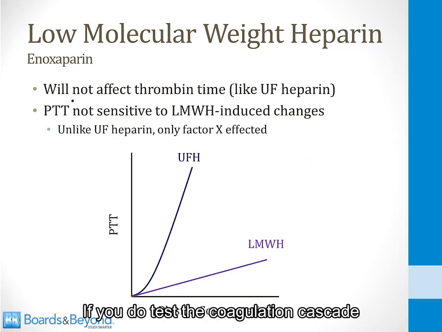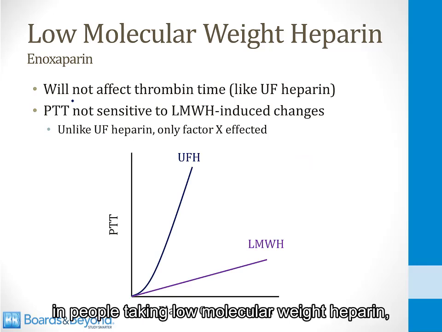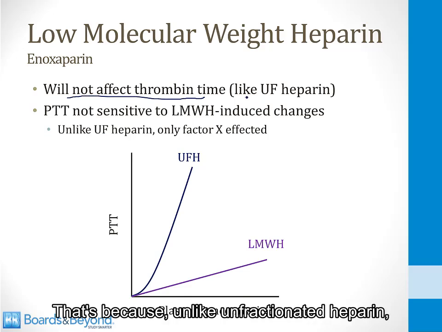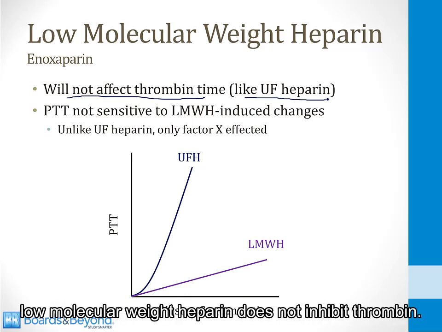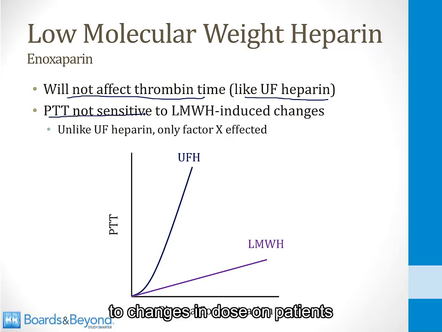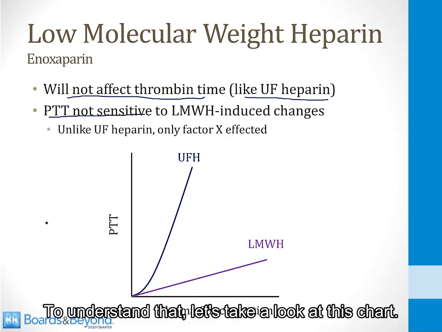If you do test the coagulation cascade in people taking low molecular weight heparin, you will find that the thrombin time is not affected. That's because unlike unfractionated heparin, low molecular weight heparin does not inhibit thrombin. You will also find that the PTT is not very sensitive to changes in dose in patients taking low molecular weight heparin. To understand that, let's take a look at this chart.